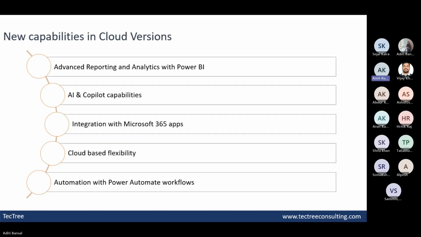Okay. So now these are the capabilities in the cloud version. If I talk about the capabilities, these are some major features in Business Central. I'll go one by one through these features and I'll show you these features in the system as well.